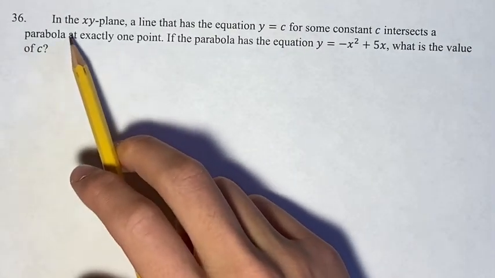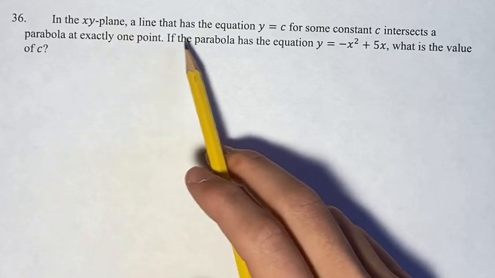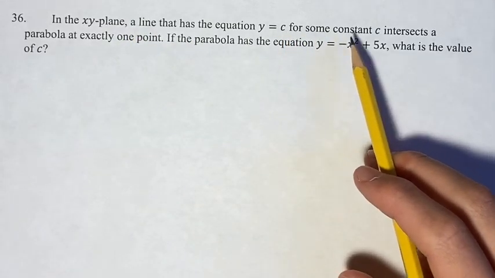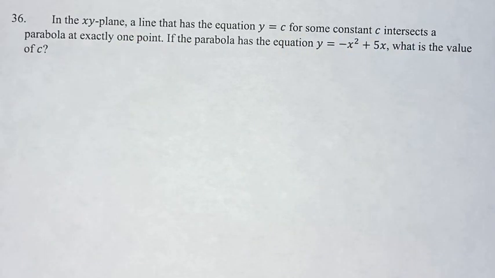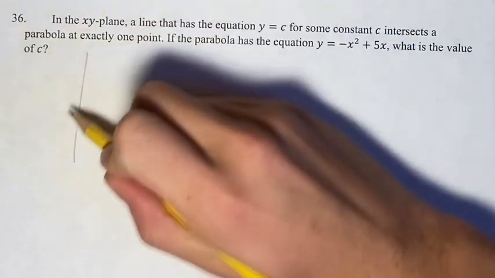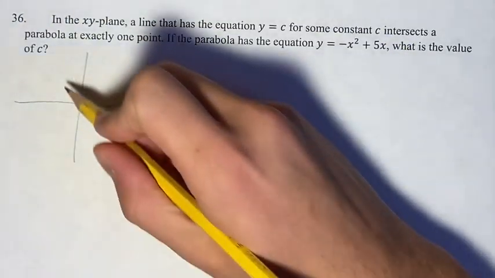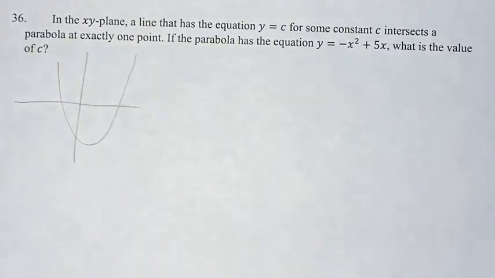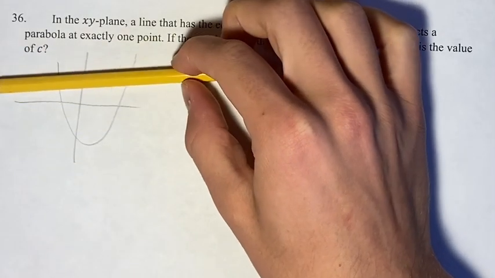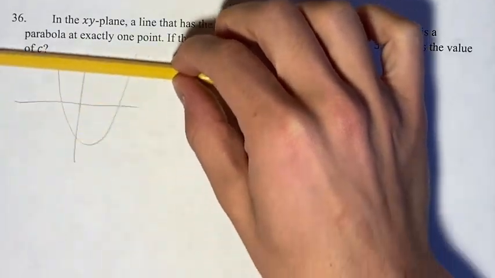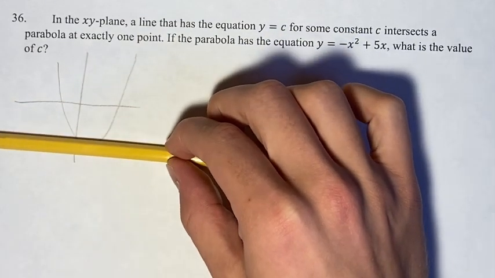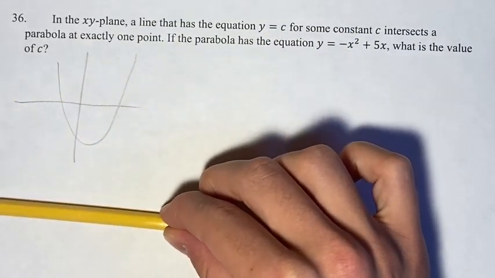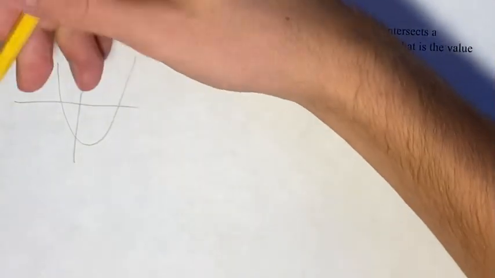In this problem, we're told that in the xy plane, a line that has the equation y is equal to c for some constant intersects the parabola at exactly one point. So if we draw a graph in the xy plane here, we have some parabola. For a horizontal line to intersect the parabola at exactly one point, it has to intersect it at the vertex. Any other point, it's either not going to hit it at all or hit it in 2 points.